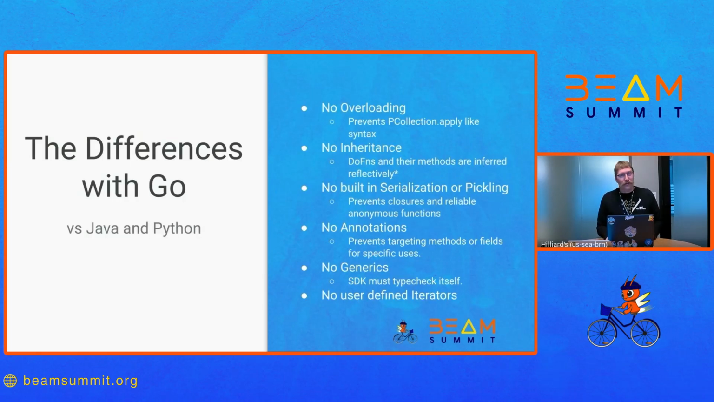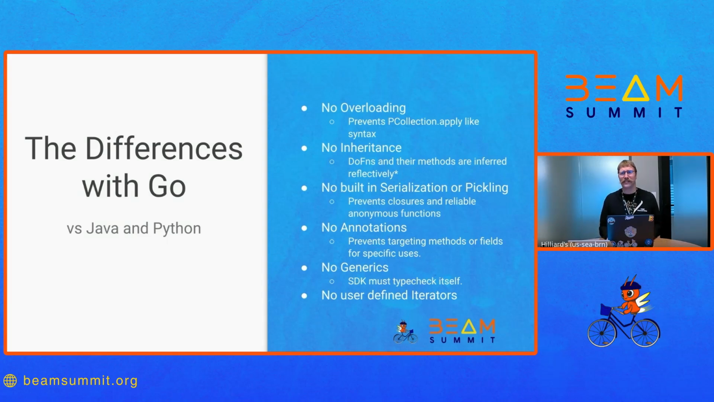As this talk is focusing on an alternative Go SDK design, let's take a look at the differences of Go between Java and Python. Go famously does not have any overloading, which prevents method overloading and function overloading. It prevents a syntax like PCollection.apply, which ends up requiring certain overloads to be able to function. There's no inheritance. There's less guidance on how to actually specify which of these methods need to exist or can't possibly exist. We need to infer all of this stuff reflectively.